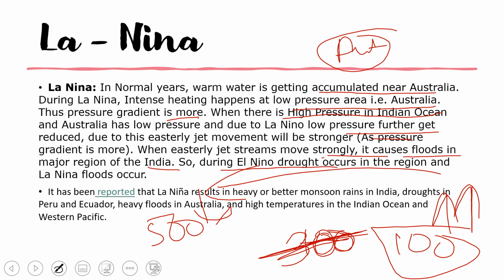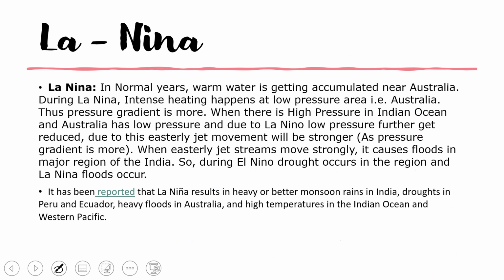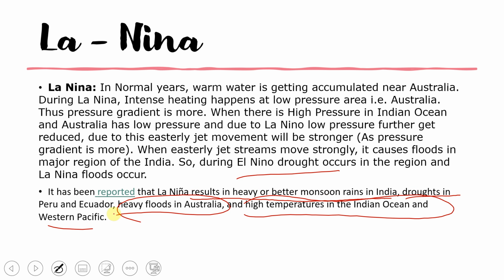During El Nino, drought occurs in the region because Australia has high pressure, so the monsoon is weaker during El Nino conditions, and that's why India may face drought during that year. But in La Nina years India will face floods, and Australia will face major floods, very high floods. It has been reported that La Nina results in heavy or better monsoon rains in India and droughts in Peru. In that year Peru will have a drought, because intense low pressure will be in the Australia region, and heavy floods will occur in Australia, and high temperatures in the Indian Ocean and the Western Pacific.